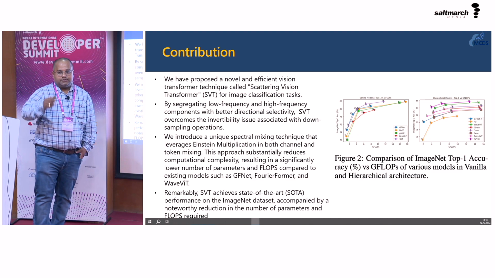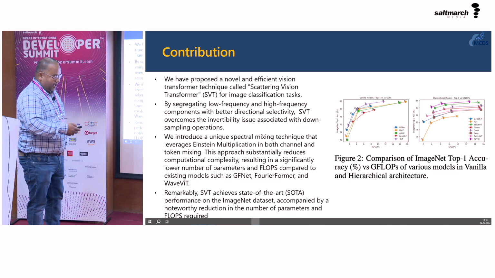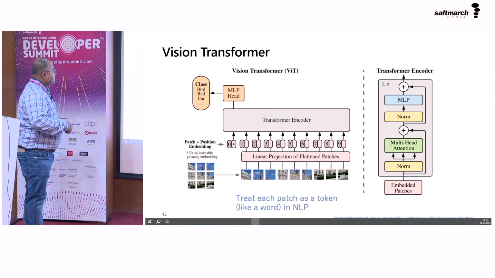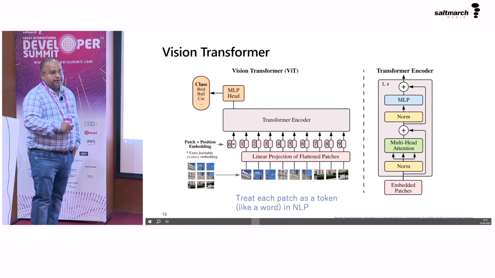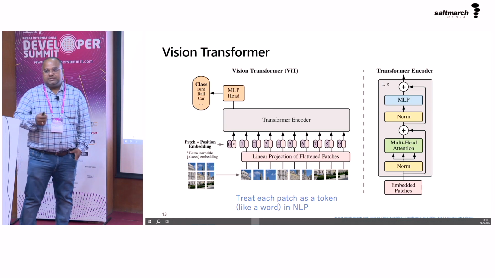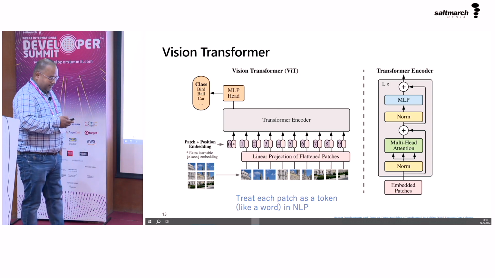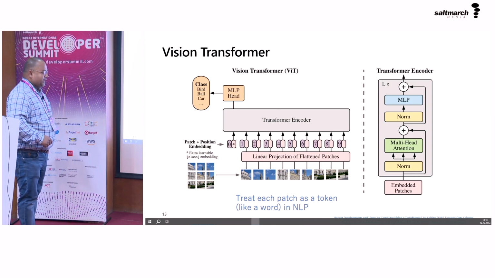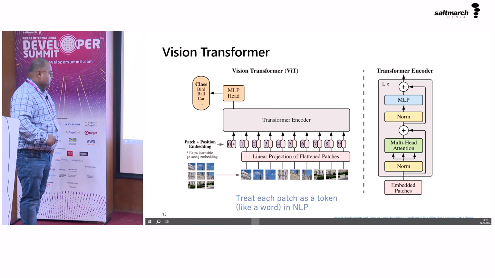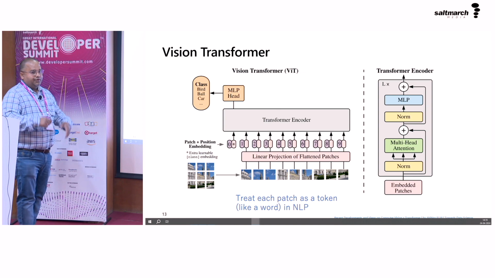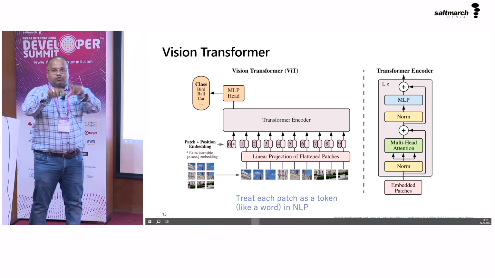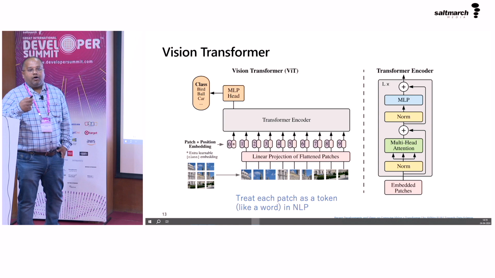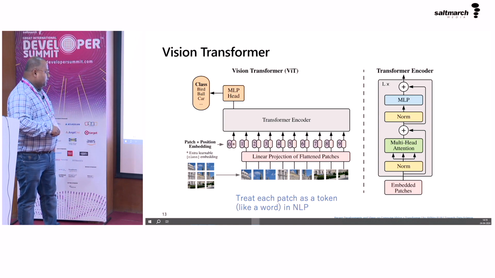The core architectures are the vanilla architecture and the hierarchical one. Whatever I have shown is the vanilla architecture. This is the recent transformer proposed by Google, the 16 cross 16 words matter. They divided images into patches. If you have any kind of image, you just crop it into 3 cross 3, or 4 cross 4, or 16 cross 16, which is what Google did.